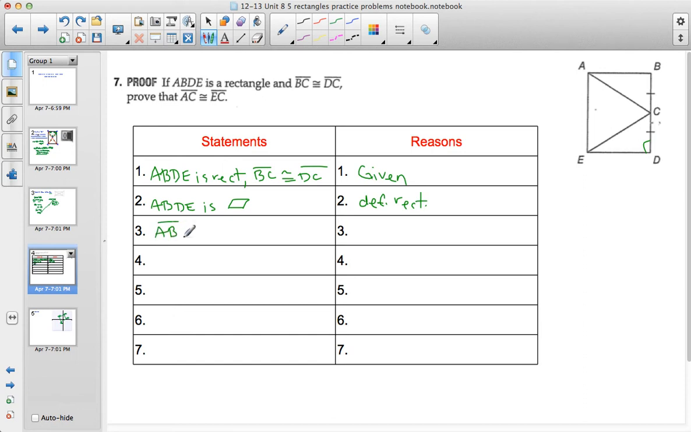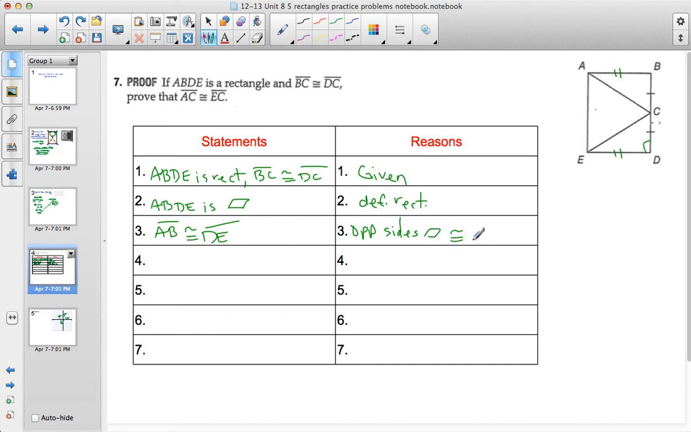Okay, so let me show you over here what I mean. AB, the top, is congruent to the bottom. And the reason I can say that is because opposite sides on a parallelogram are congruent. Okay? So we know that to be true for parallelograms.